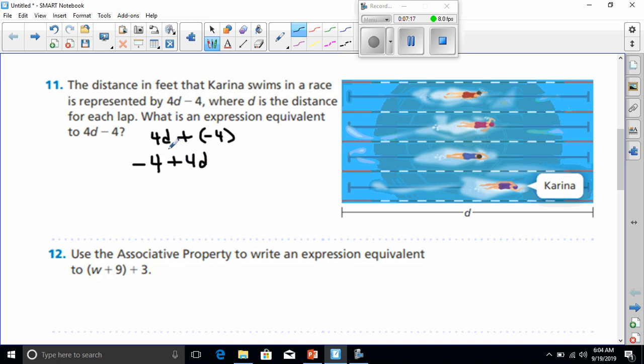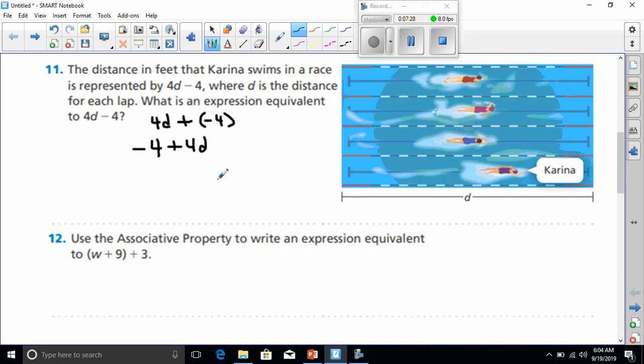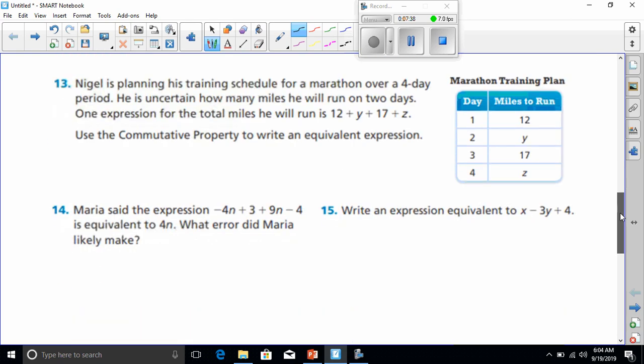Does everyone see how I did that? I used addition, even though there is a subtraction sign there, to rearrange my expression. And I'm allowed to do that because every number really starts with a positive or negative sign. I don't have to look at this as addition and subtraction. All right, let's go to number 13.